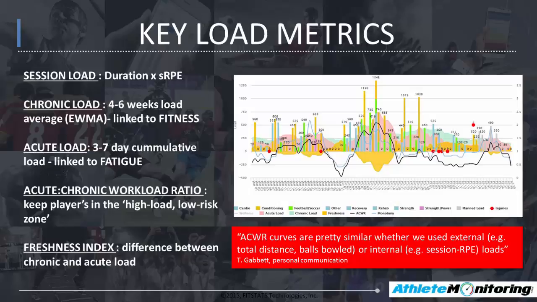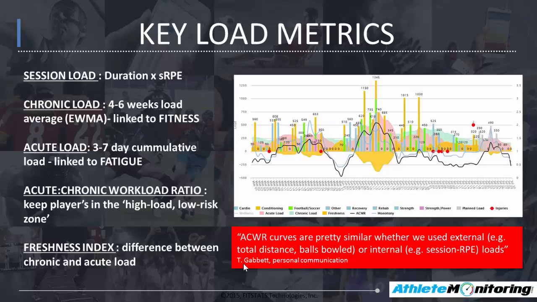What's interesting is that the acute chronic workload curves are fairly similar when you use the external load, so it could be total distance, number of sprints, etc., that you can measure through GPS or sensors, or if you use the session RPE. So if you use an external load or internal load, you get a fairly similar acute chronic workload curve. That's from Tim Gabbett here. So that's a complicated way to say that regardless of whether you use the session RPE or the GPS, you'll be able to predict or anticipate risk.